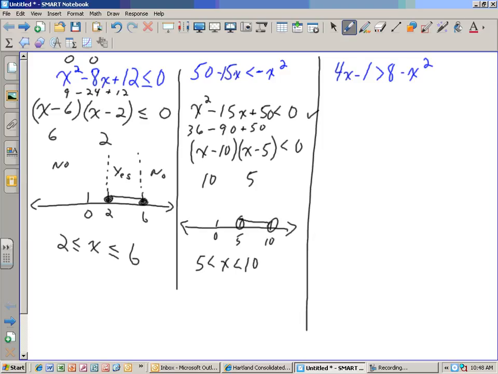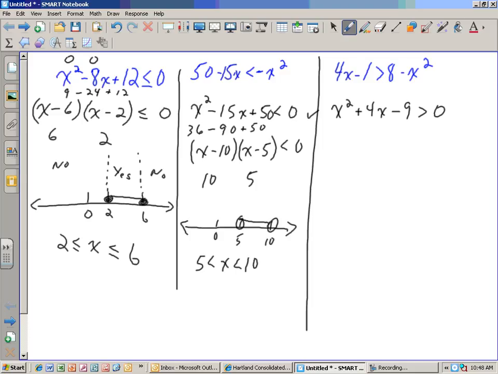Right, the third example. I'm going to do the same thing that I did with the second one and set this equation equal to 0. So I'm going to add x squared. I have the 4x, and then I'm going to subtract 8 from each side. Greater than 0. Do you think that's going to factor? No. So it doesn't factor, so we're going to use either completing the square or quadratic formula.